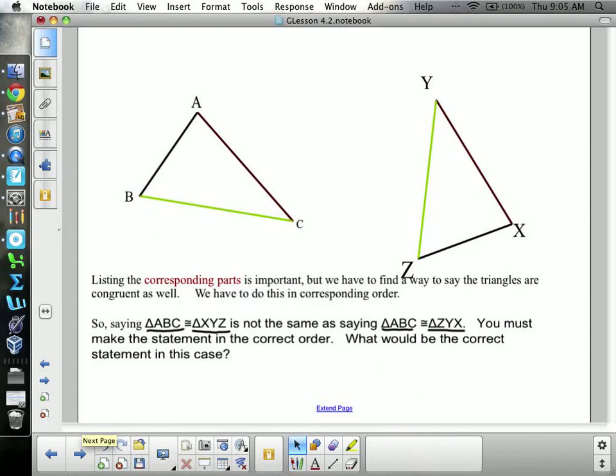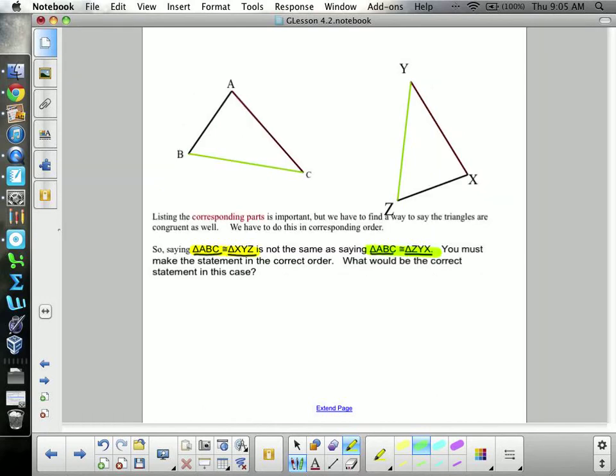Those two are not the same statements because they are in a different order. When naming congruent triangles, order matters. When I say triangle ABC, I can name the first triangle however I want to. The second triangle has to correspond to the first. So if I say triangle A, then B, then C, is congruent to this other triangle, what would be the corresponding order?